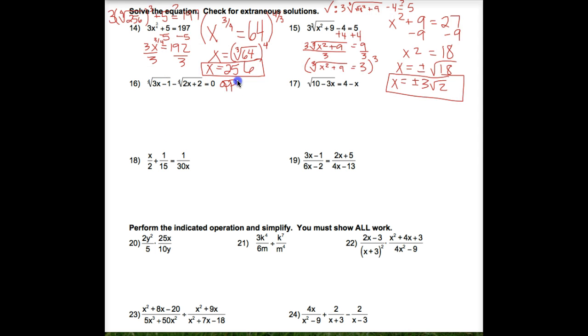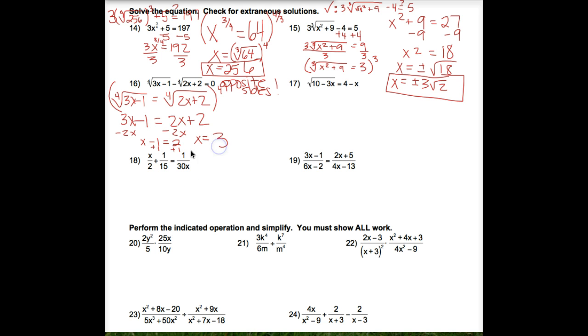16, it has double radical. That means you have to get them on opposite sides. So first thing I do is I add this one to the other side. So that gives me 4th root of 3x minus 1 equals 4th root of 2x plus 2. Once they're on opposite sides, then I can take the power. So that just gives me 3x minus 1 equals 2x plus 2. So now it's linear, very easy to solve. So subtract 2x, x minus 1 equals 2. Add 1, x is 3.